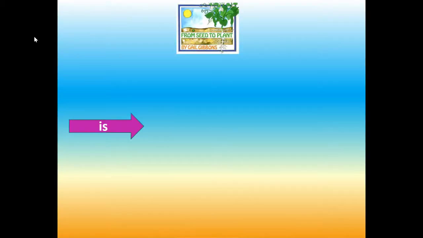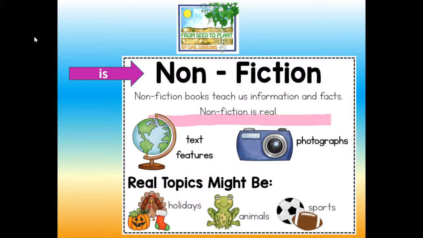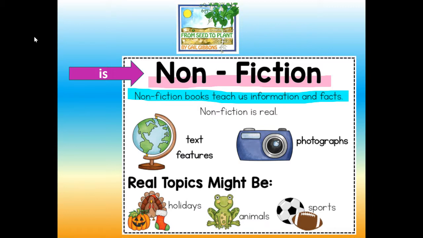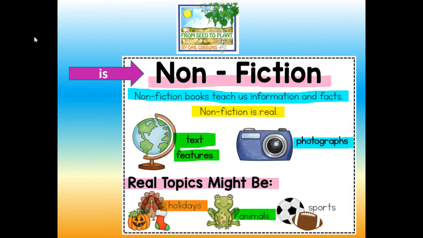So, From Seed to Plant by Gail Gibbons is nonfiction. What is nonfiction? Nonfiction books teach us information and facts. Nonfiction is real. It has text features like photographs. Real topics might be holidays, animals, or sports.